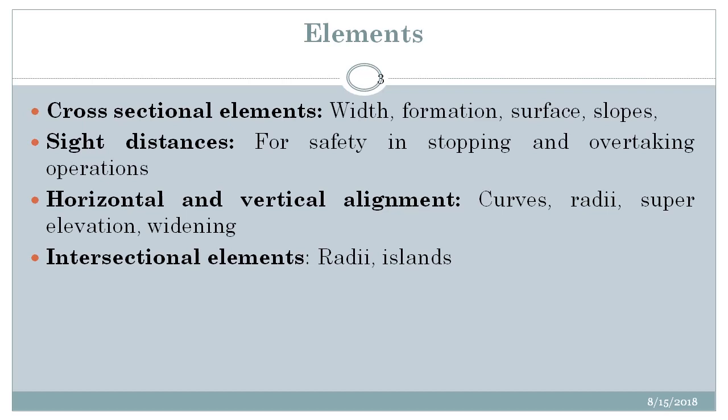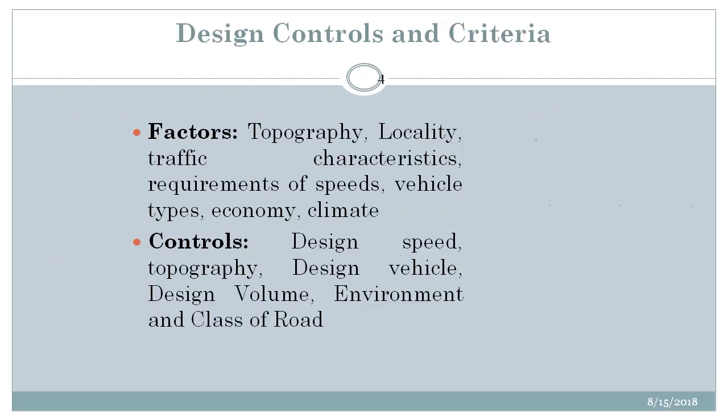1. Cross-sectional elements are width, formation, surface, slopes. 2. Sight distances, for safety in stopping and overtaking operations. 3. Horizontal and vertical alignment, curves, radii, super elevation, widening. 4. Intersectional elements, radii, islands. Now design controls and criteria.